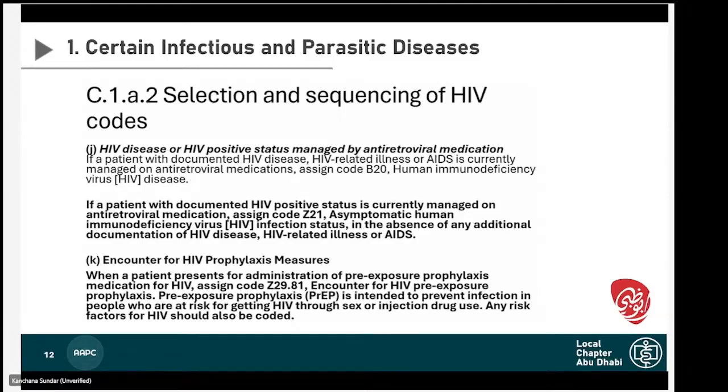That is what this encounter for HIV prophylaxis measures is about. So there are 3 opportunities here to code. One code to say that there was a medication given, that is prophylaxis given, another one is the intent, and the third one is the high risk. What is the high risk? He is here to get this pre-exposure prophylaxis medication. All these 3 are to be coded according to this guideline.